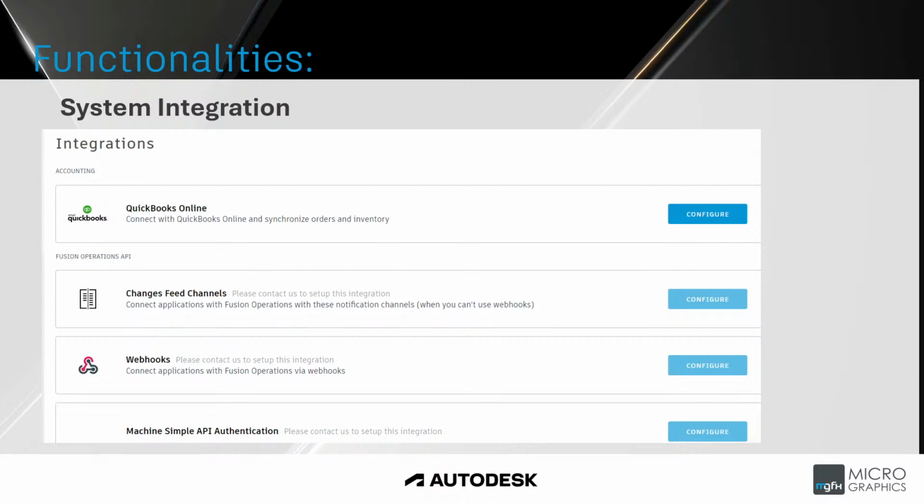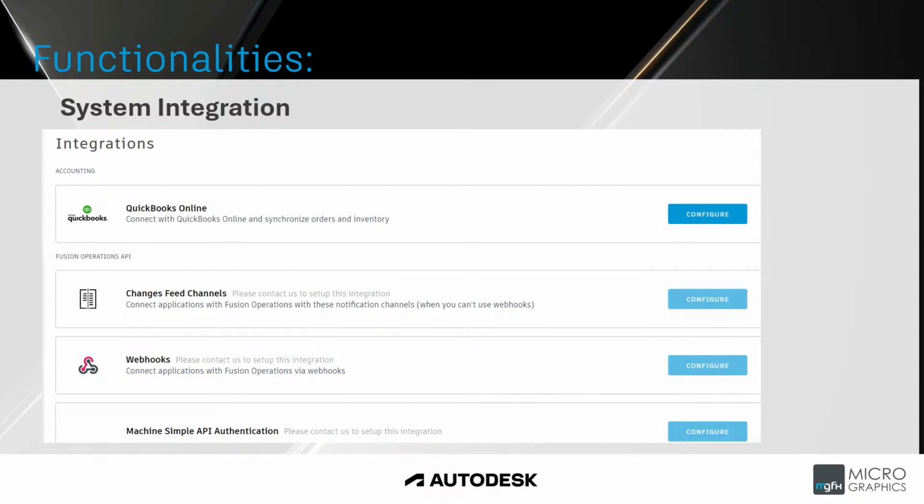When it comes to the system integration, Fusion Operations Dashboard seamlessly integrates with other enterprise tools such as ERP and CRM systems, bringing data from multiple sources into one cohesive view. This integration provides a comprehensive picture of operational health, ensuring cross-functional alignment.